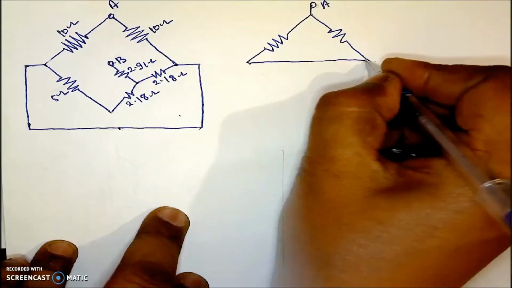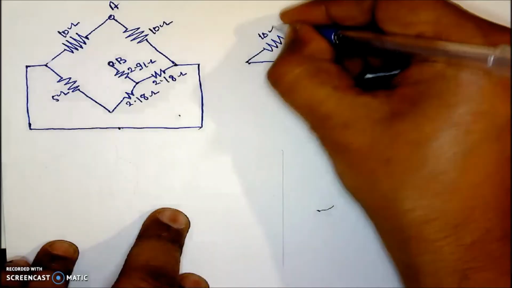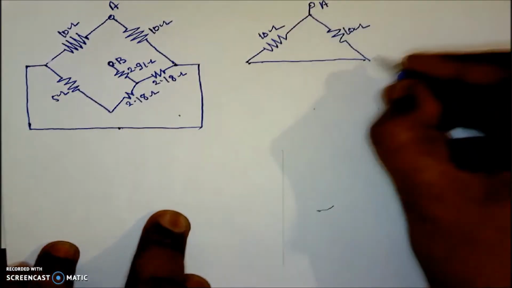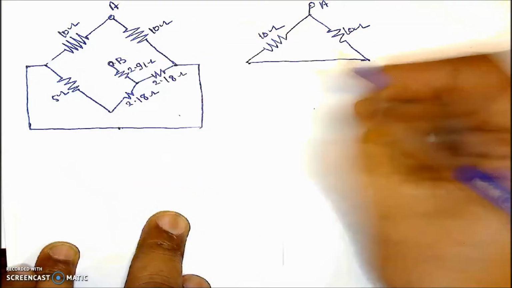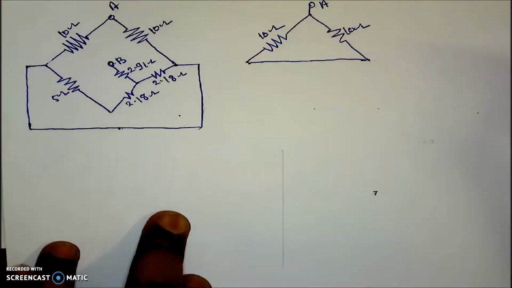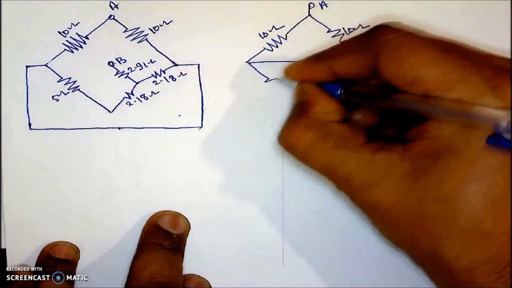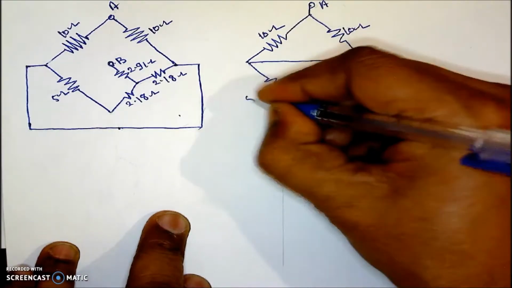This is the short circuit which I have drawn. This is 10 ohm, this is again 10 ohm. This short circuit is nothing but whatever we have from outside that I have shifted inside, that's it. This 5 ohm resistance I will draw as it is. This is 5 ohm, here it is 5.